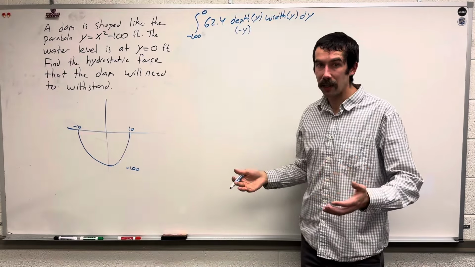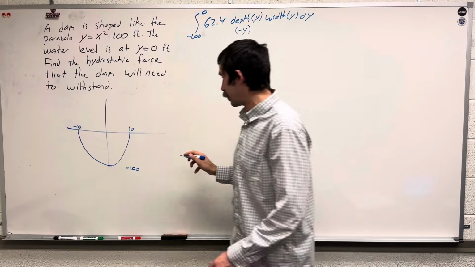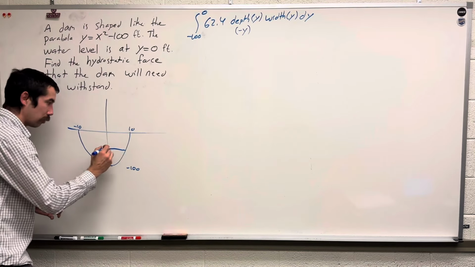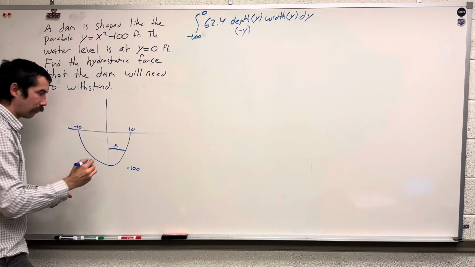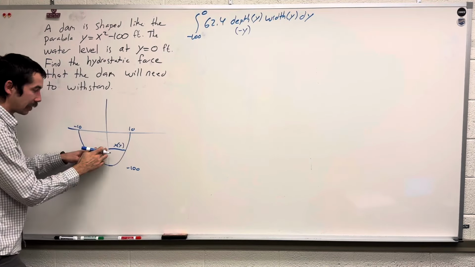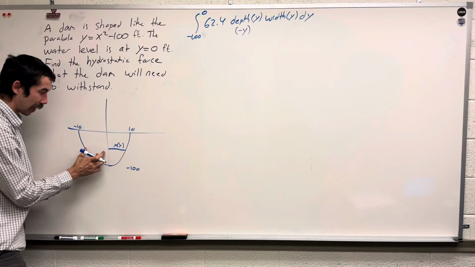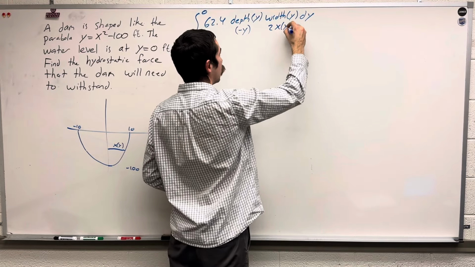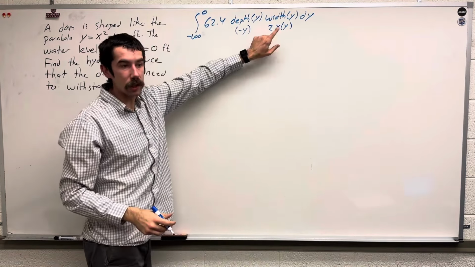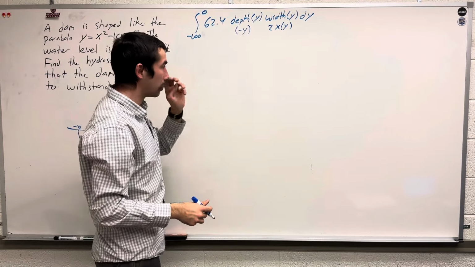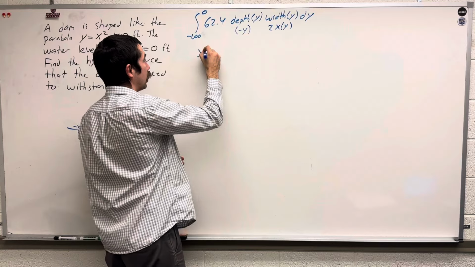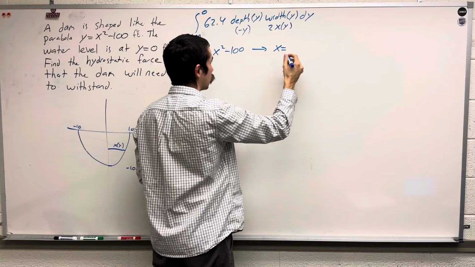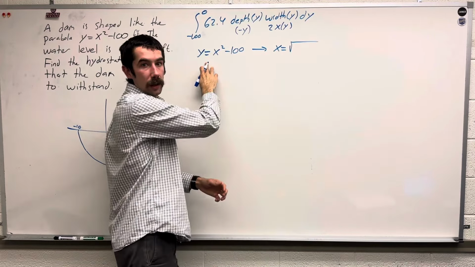And then the width function, that's the hard one. And the way we get it is, notice, the width is just the x value for a particular value of y. So I'm going to write that as x of y. And it's actually two of it, because we have the right side and the left side. So the width is 2 times this function I'm going to write as x of y. And so what we need to do is solve for x in terms of y. And how do we do that? Well, we know that y equals x squared minus 100. So that tells us that x is equal to the square root of y plus 100.